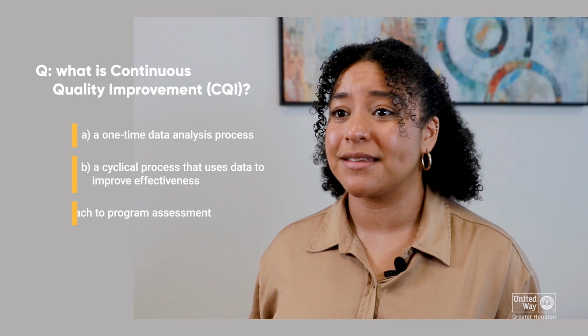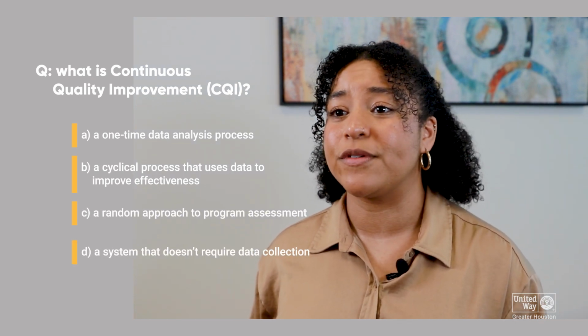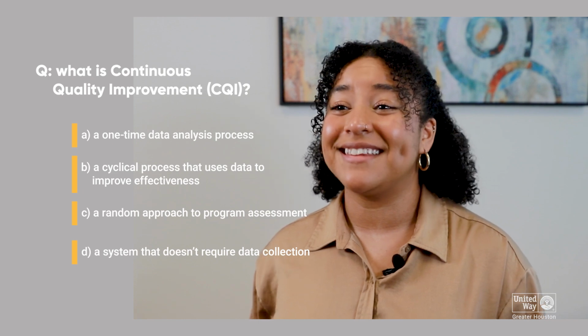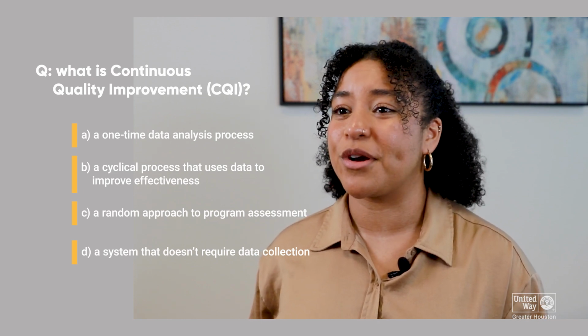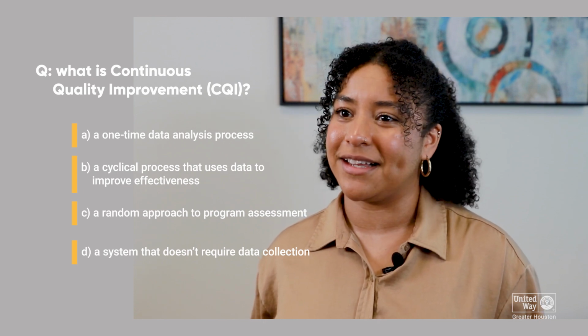First question is, what is continuous quality improvement, or CQI? A, a one-time data analysis process. B, a cyclical process that uses data to improve effectiveness. C, a random approach to program assessment. Or D, a system that doesn't require data collection.